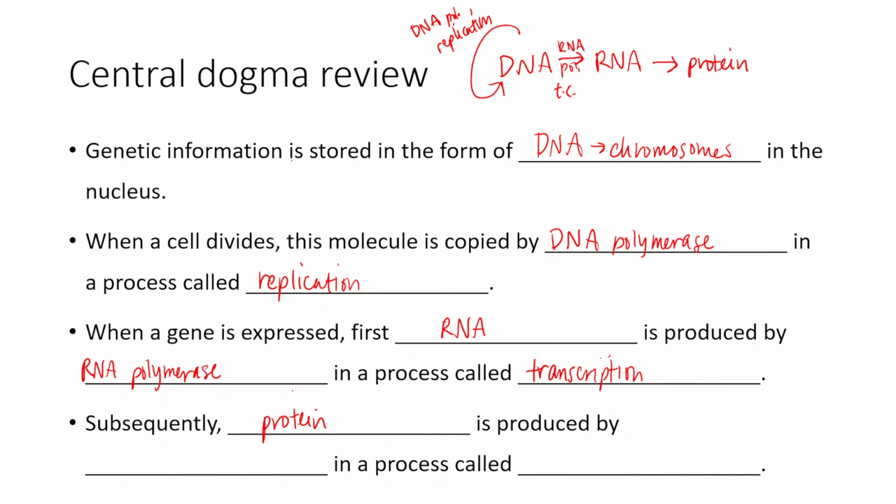So what enzyme helps us make protein out of RNA? Yeah, ribosomes. Great. And what is that process called? Yeah, translation.